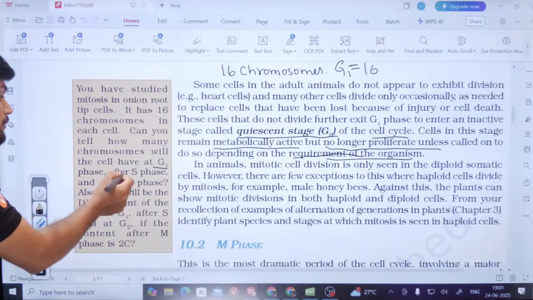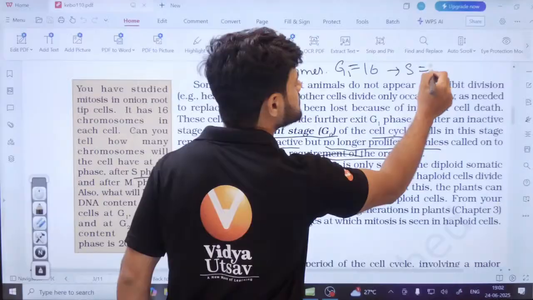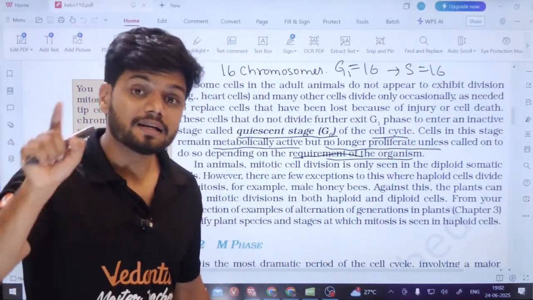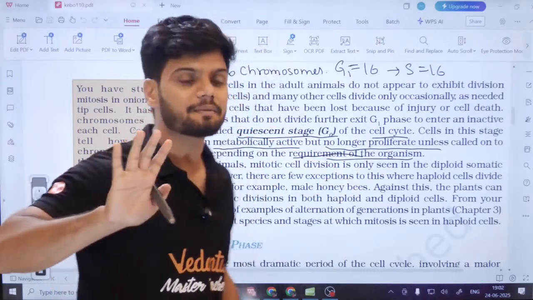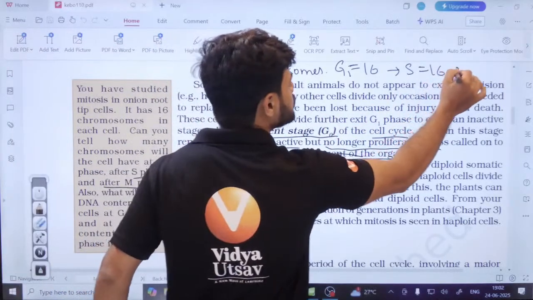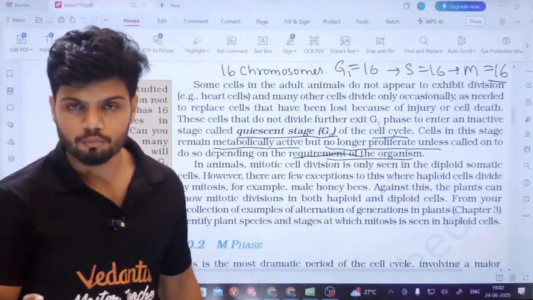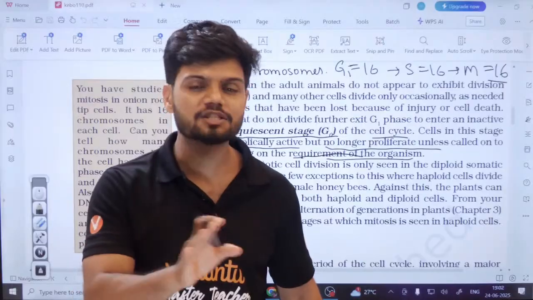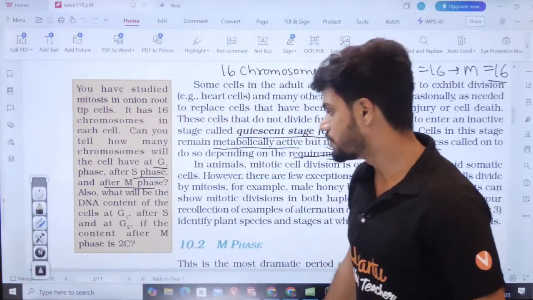After S, it will still remain the same. In S, it will remain the same because chromosome number never changes. DNA content changes, but number of chromosomes remains the same. And after M phase also it is going to be 16 itself because number of chromosomes does not change. DNA content is changing, but number of chromosomes remains the same. Okay, students.